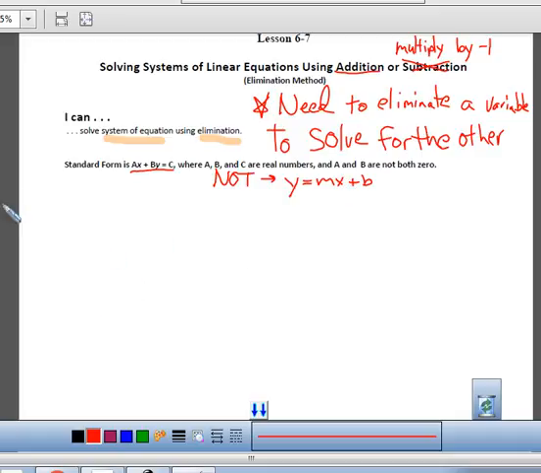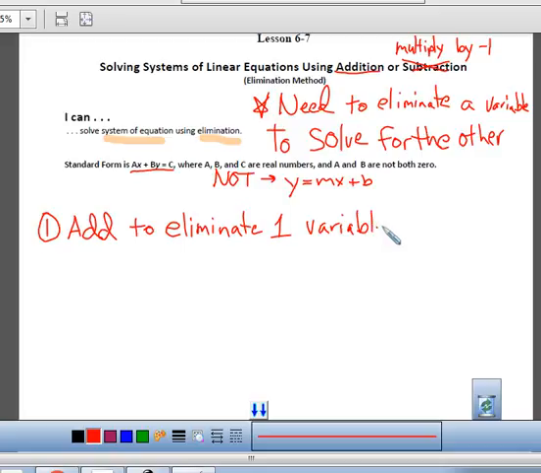Alright, so basically we have 5 steps. Step 1, add to eliminate one variable. So when we see our first example, you'll see how that happens. Now, for step 1, if we are not able to add, we will also have to multiply by -1 first. But wait till we get to that example before you start wondering what that's about.